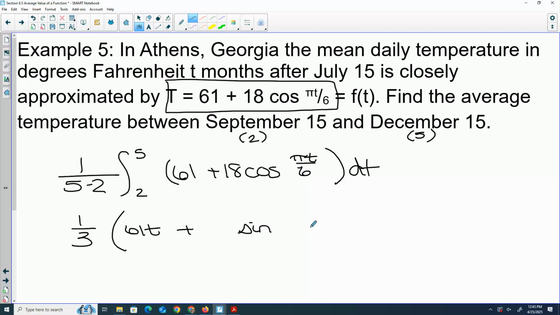Okay, this pi t over 6 is like pi over 6 times t. You know when you do the derivative of a trig function, it doesn't change. But the chain rule says you would have to do the derivative of that, which is pi over 6. So we need to multiply by the reciprocal, 6 over pi. So 18 times 6 over pi would be 108 over pi.